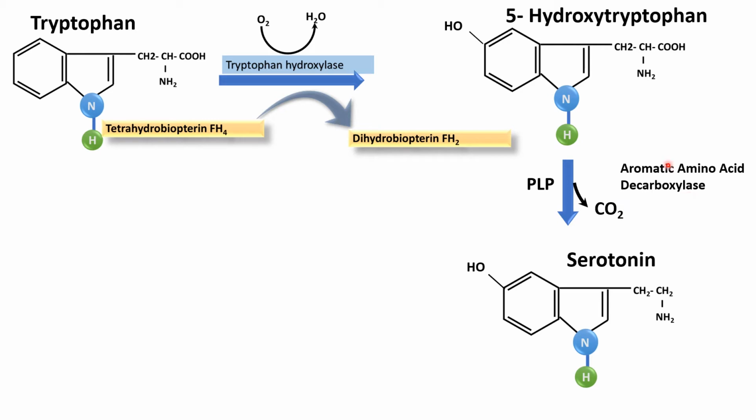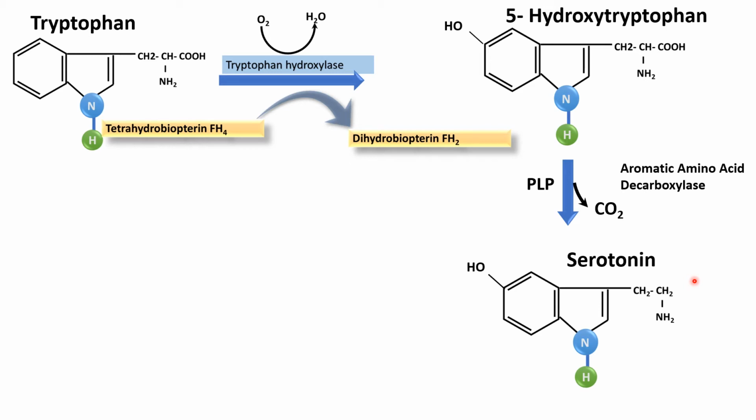Now the next step is the conversion of this 5-hydroxytryptophan into serotonin. So here you can see this is 5-hydroxytryptophan. Now comes the action of the enzyme aromatic amino acid decarboxylase. Here you can see there is a removal of carbon dioxide, and PLP acts as a coenzyme here. With the removal of CO2, the structure is serotonin.